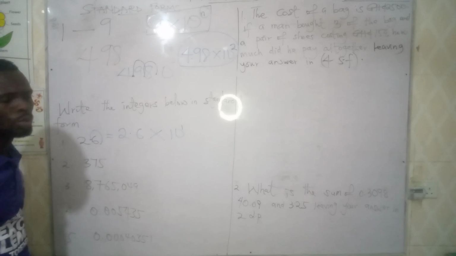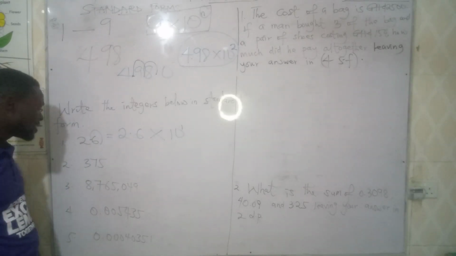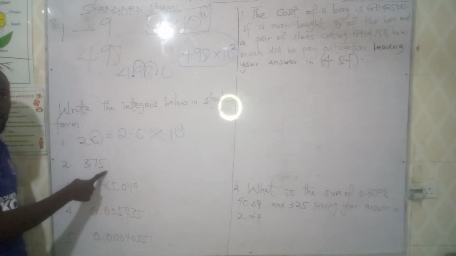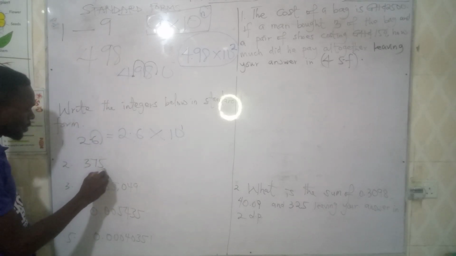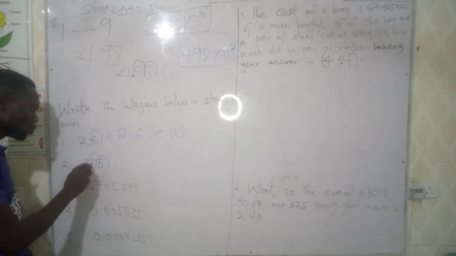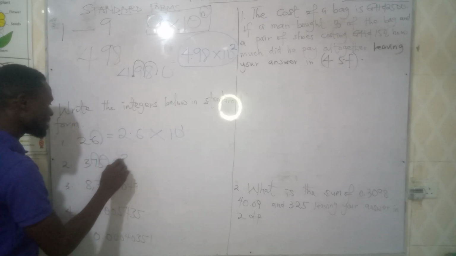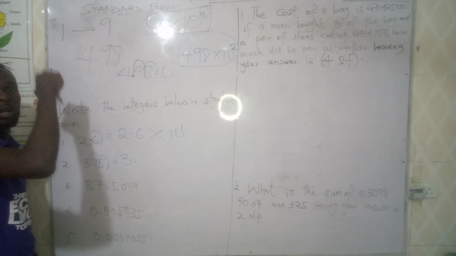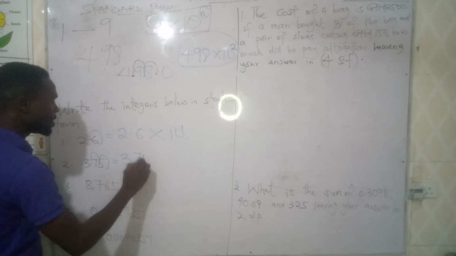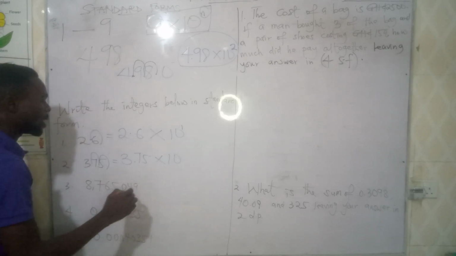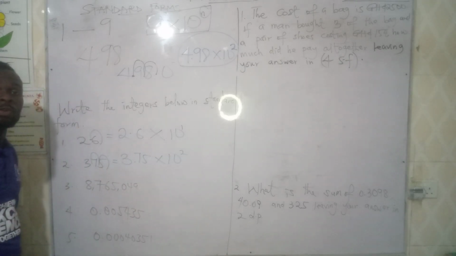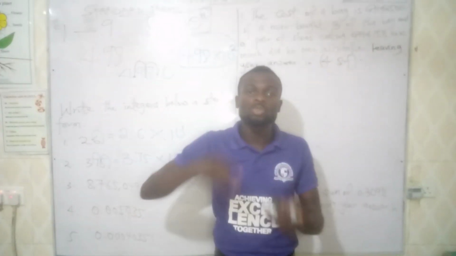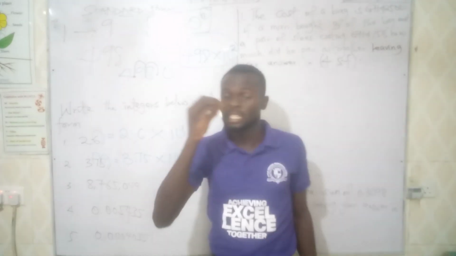How about number 2? Number 2 says that also write in a standard form. We are going to start from here, since it is a whole number. So let's move and see from here. 1, 2. So this is also going to give us 3 points. So this 3 being a whole number is within the range 1 to 9. So 3.75 times 10 raised to the power, how many times did we move? We moved 2 times.